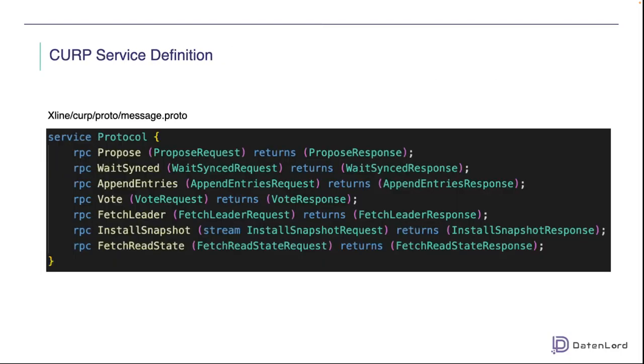And here are the RPC interface definitions relevant to the CURP module. Among these, propose is primarily intended for external business servers to invoke. Business servers use propose to initiate proposals to a CURP server. The remaining RPCs are mainly designed for communication between CURP nodes within a cluster.